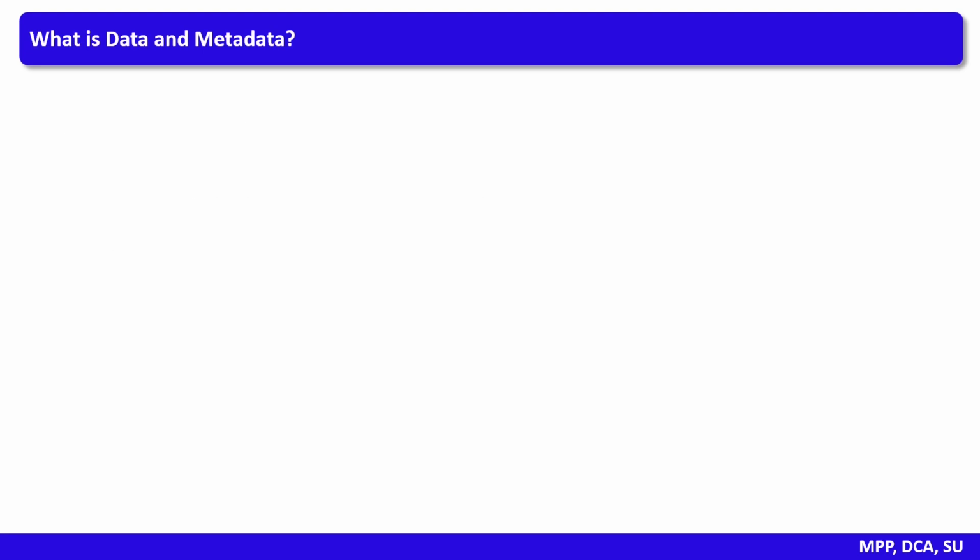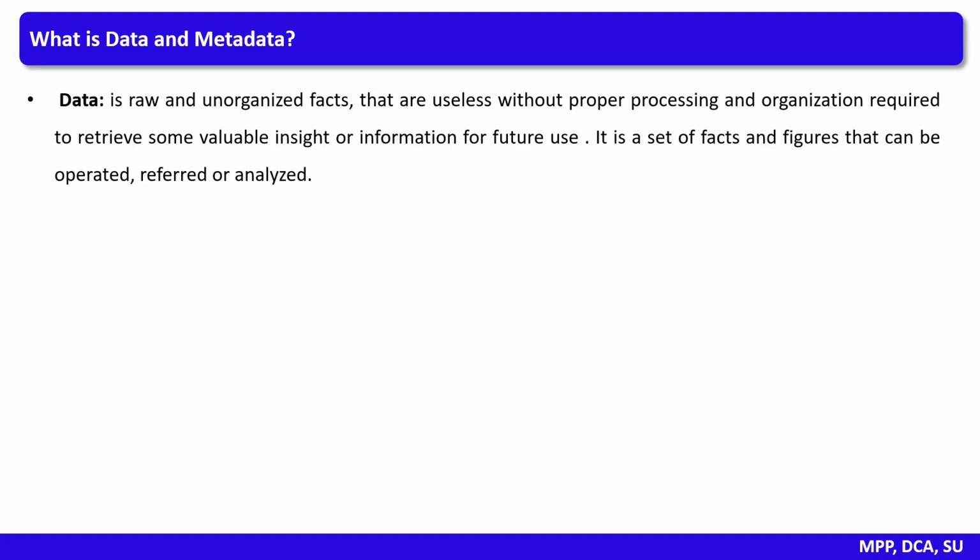Now let us start with what is data and what is metadata. To begin with, let us try and understand what data is with the help of its definition and then an example. Data is defined as raw and unorganized facts. Data is deemed useless without proper processing and organization that is required in order to retrieve some valuable insight or information for future use. Data is a set of facts and figures that can be operated on, referred to, or analyzed in order to draw certain valuable inferences.